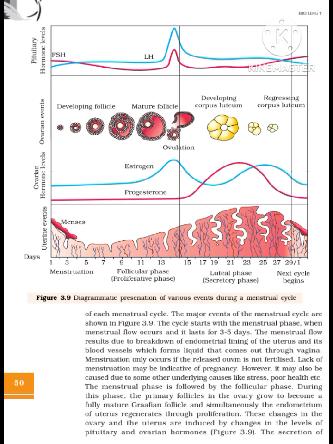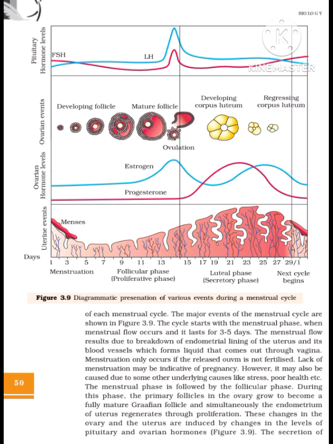Menstruation only occurs if the released ovum is not fertilized. Lack of menstruation may be indicative of pregnancy. However, it may also be caused due to some other underlying causes like stress, poor health, etc. The menstrual phase is followed by the follicular phase. During this phase, the primary follicles in the ovary grow to become a fully mature Graafian follicle and simultaneously the endometrium of uterus regenerates through proliferation.